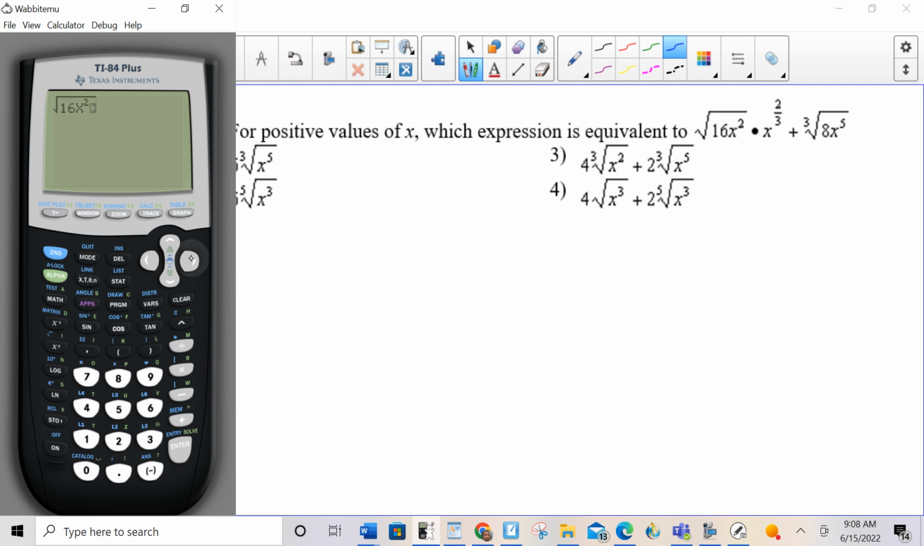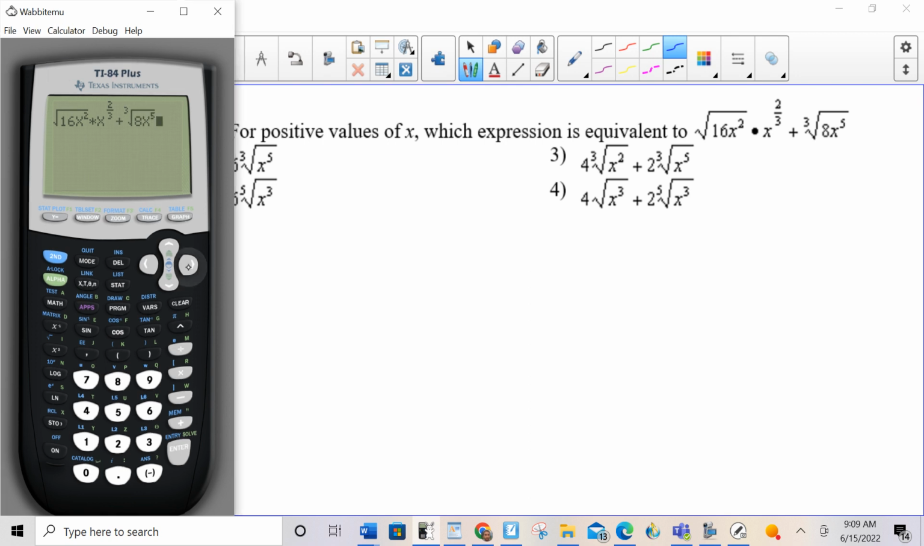16x squared times x to the power, I don't know what happened. Let's try that again. 16x squared, oh my God. 16x squared, there we go, times x to the power of alpha y equals enter, 2/3 plus, to type in cubed root, math option 4, and math option 5 is any root, 8x to the power of 5. Looks good. I got 278 dot dot dot.